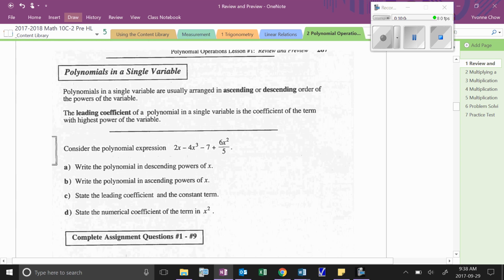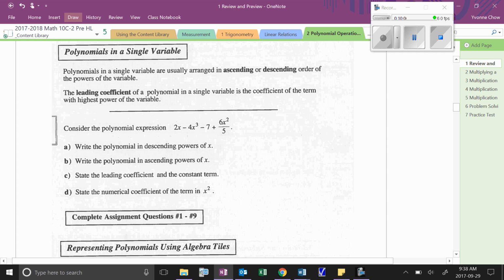Let's take a look. Then, if we have polynomials in a single variable, we typically will arrange them in ascending or descending order of degree, so order of the powers of the variable. The leading coefficient of a polynomial in a single variable is the coefficient of the term with the highest power of the variable. So perhaps that sounds a little confusing, so let's do a couple of examples.